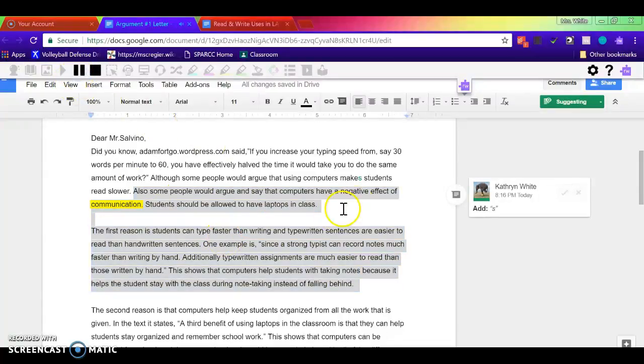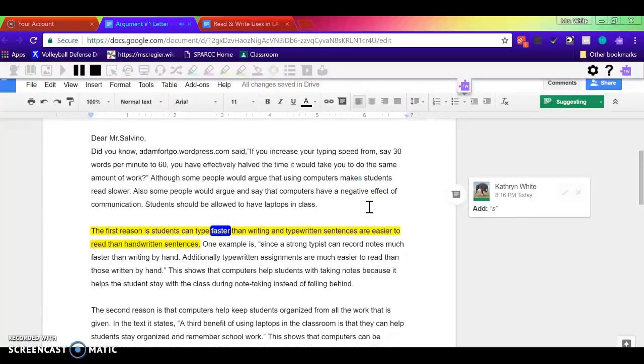Computers have a negative effect of communication. Students should be allowed to have laptops in class. The first reason is students can type faster than writing, and typewritten sentences are easier to read than handwritten sentences. One example is, since a strong typist can record notes much faster than writing by hand.